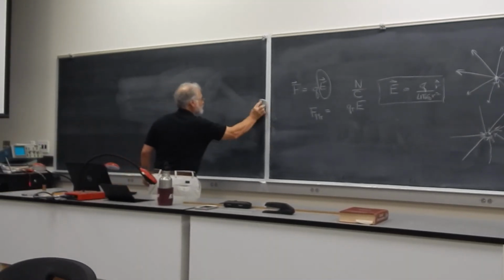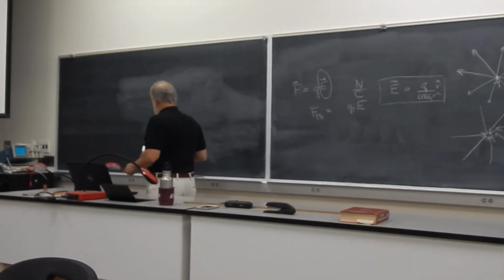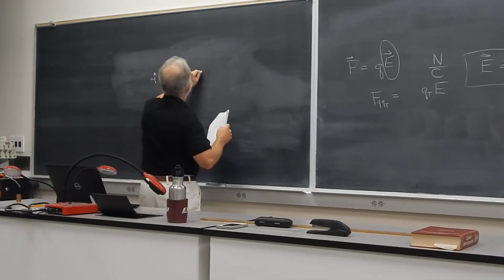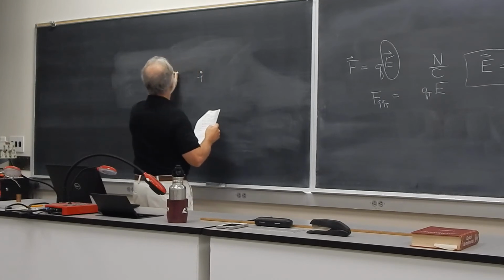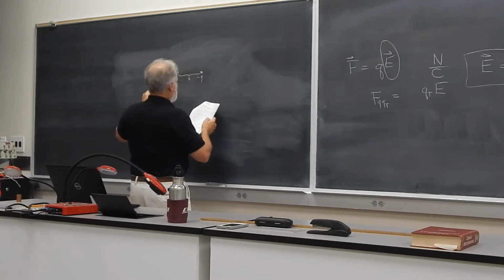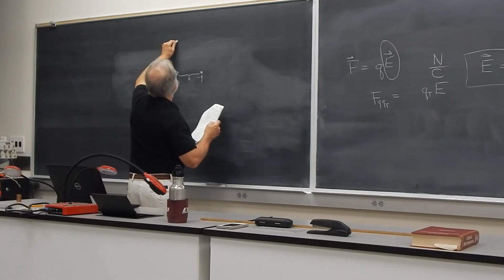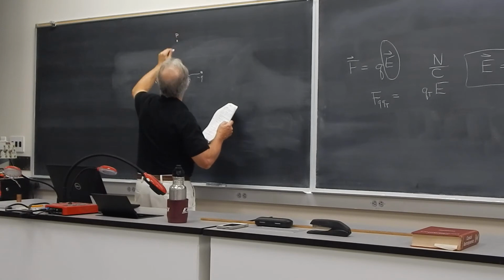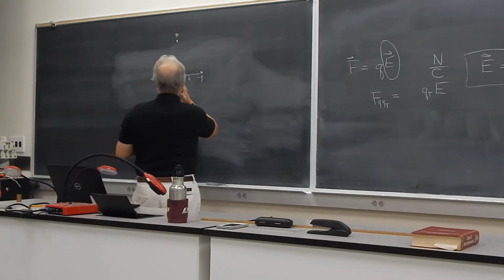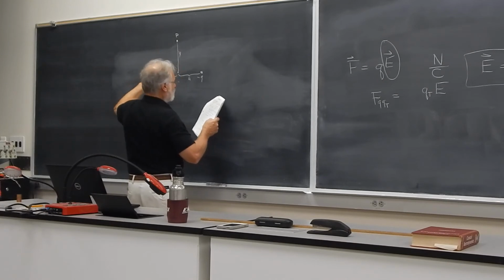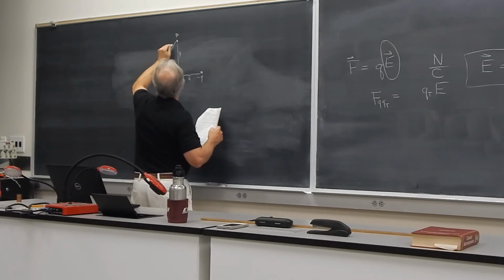Let's do one for the dipole. Suppose I have two charges, plus Q and minus Q, and suppose they're equidistant from the origin, some distance A in each case from the origin, and I want to find the electric field due to these point charges at point P. And suppose we'll call that distance Y, we'll call this distance R, and this distance R.